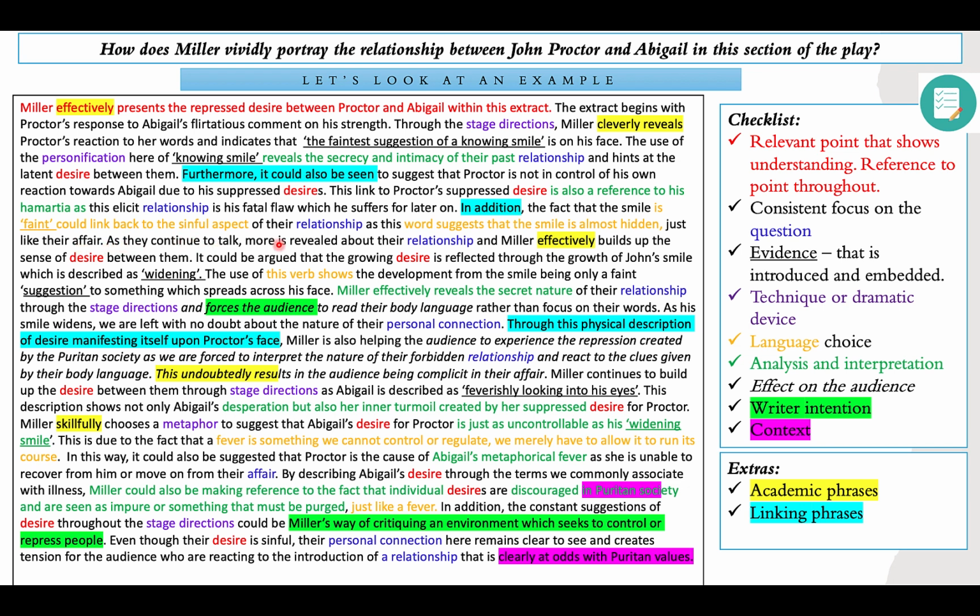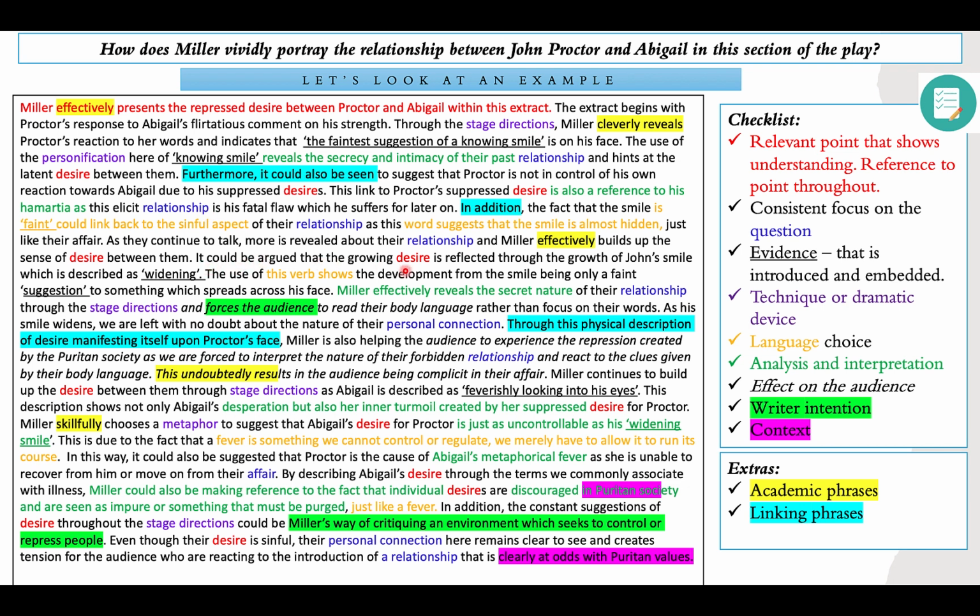As they continue to talk, more is revealed about their relationships. We've gone back to the question here, and Miller effectively builds up the sense of desire between them. So as we continue, as we move on to our next quotation, we're also setting the scene, we're putting everything back into context, and we're also showing how this is all still relevant to the point and the question.